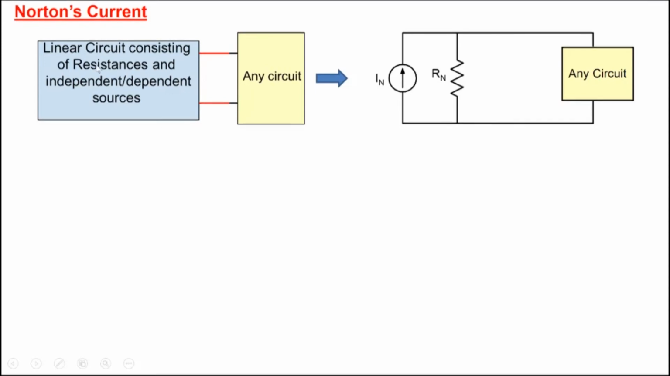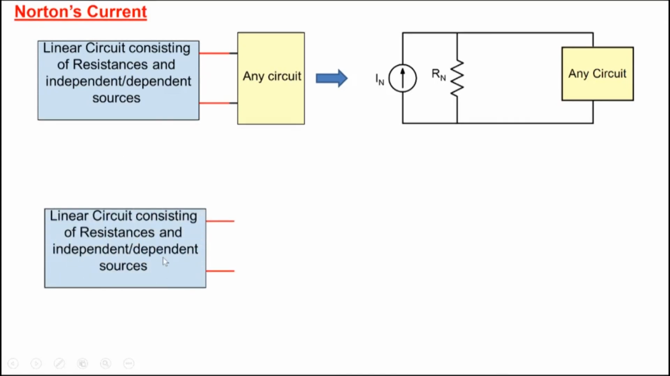We take this particular part of the circuit, we disconnect it from the remaining part. This is the part whose Norton's equivalent we are trying to find. So we take this part and we short it. We short the two terminals here. And let's say the current flowing is ISC.